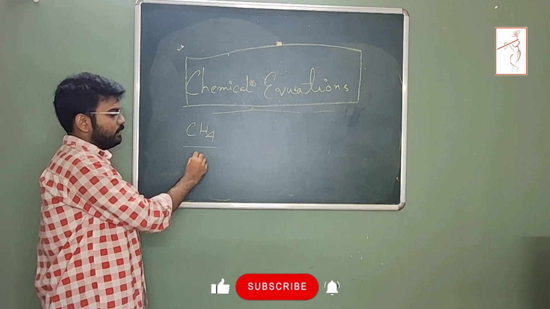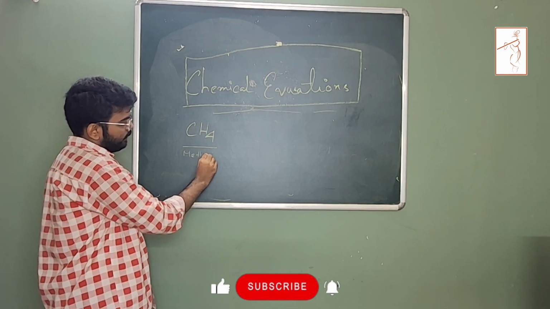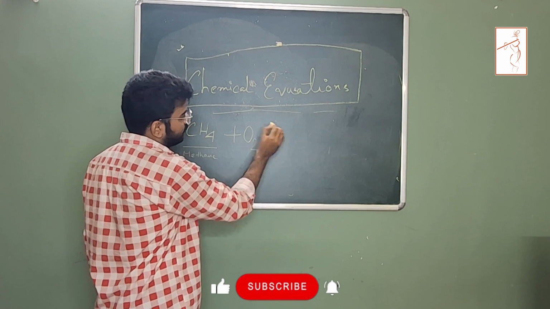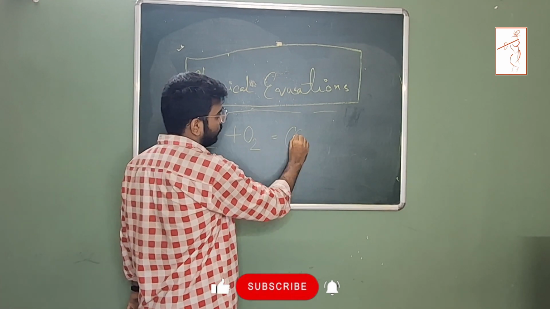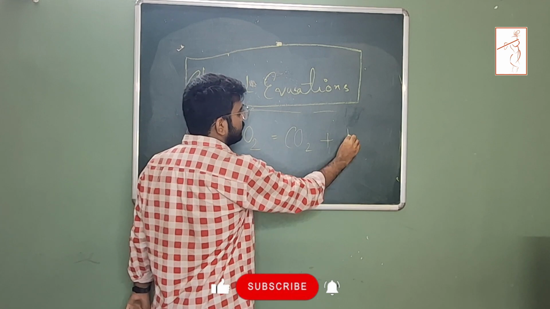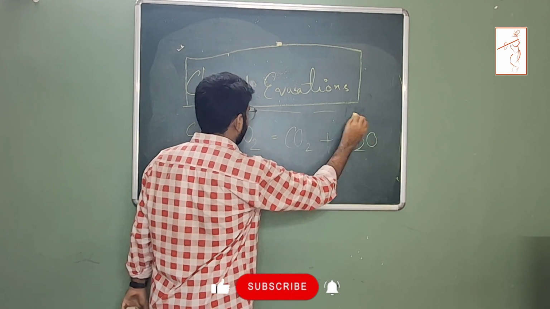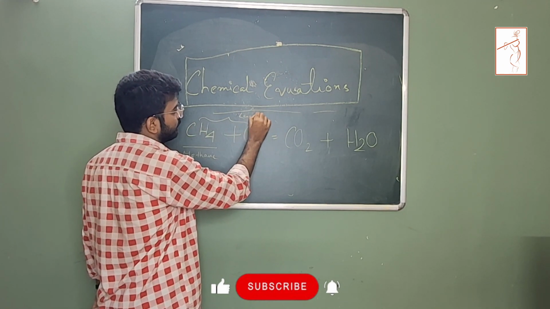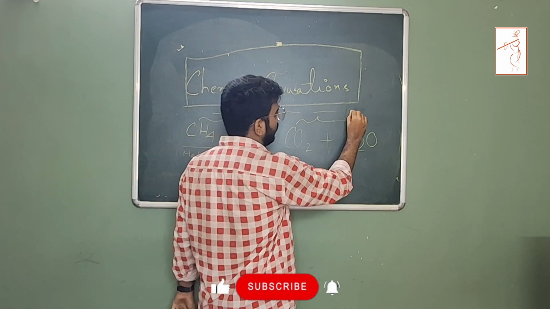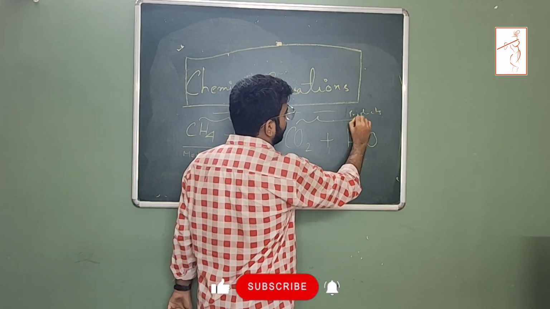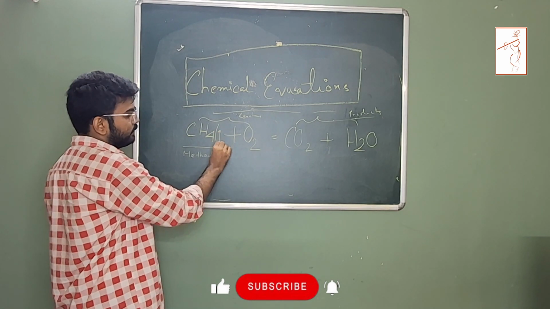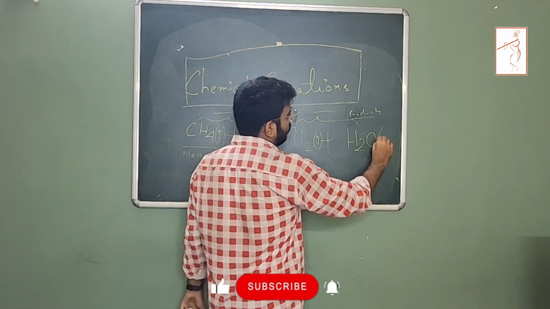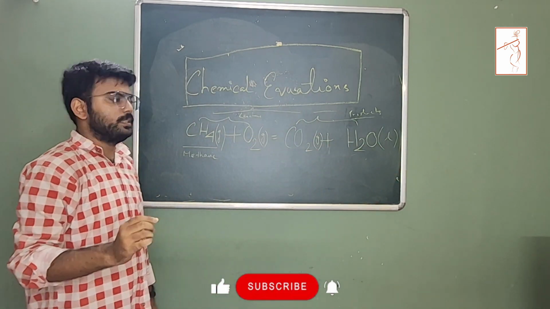Our next equation is methane, which reacts with oxygen, giving the product carbon dioxide and water. So these two are reactants and these two are products. Methane is a gas, oxygen is a gas, carbon dioxide is a gas, and water is liquid as their physical state.